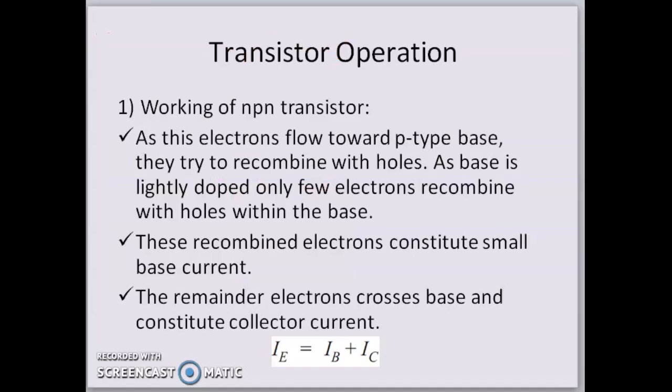As these electrons flow towards the P-type base, they try to recombine with the holes. As the base is lightly doped, only a few electrons will combine with holes within the base. These recombined electrons will form the small base current, and the remaining electrons cross the base and constitute the collector current. So the total emitter current will be equal to base current plus collector current.